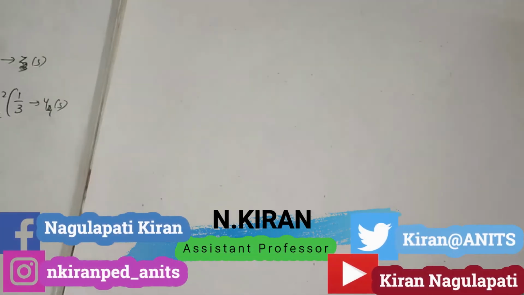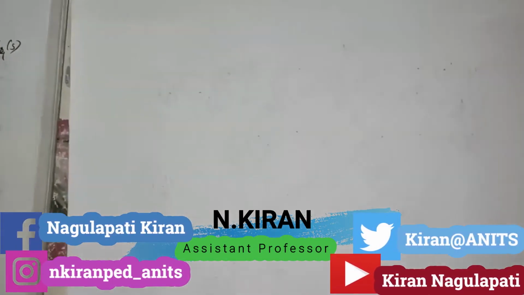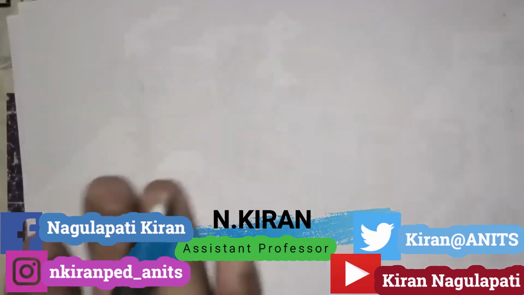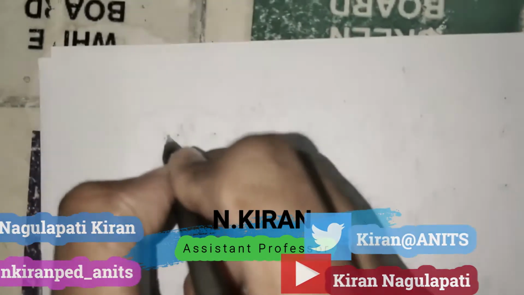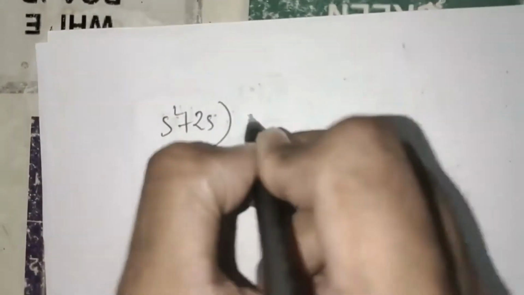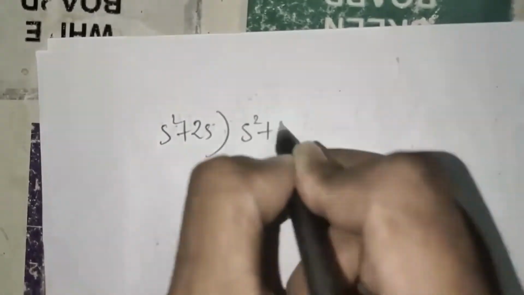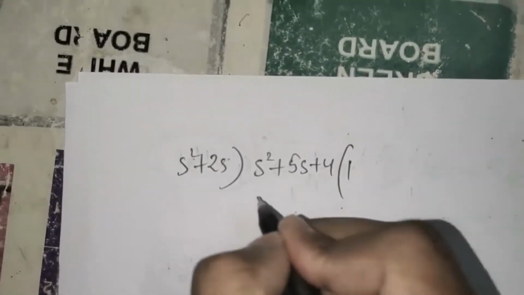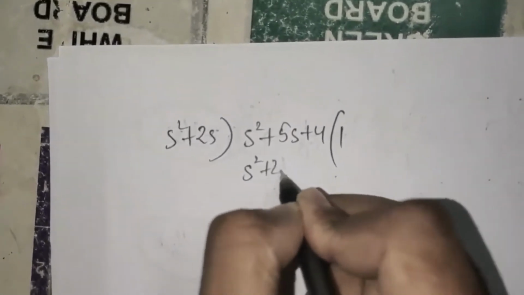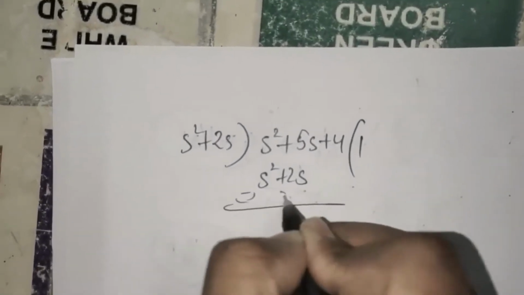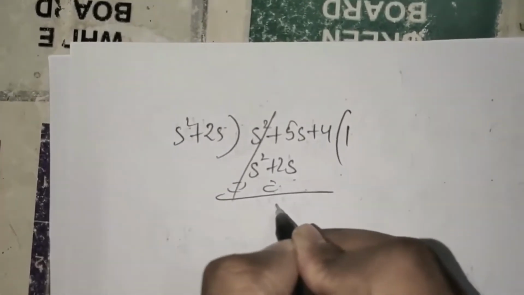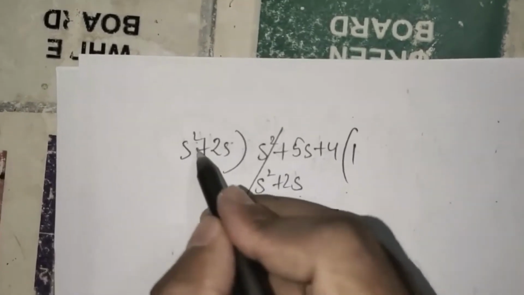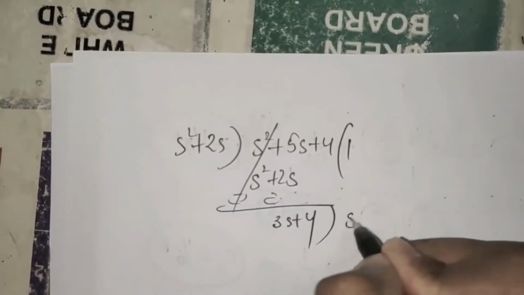So s square plus 2s, s square plus 5s plus 4. This goes once, so you'll get s square plus 2s. So this becomes 3s plus 4. So the remainder is positive, so this will be carried forward here.